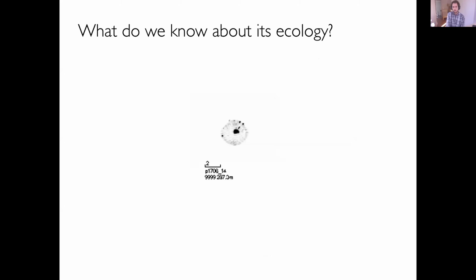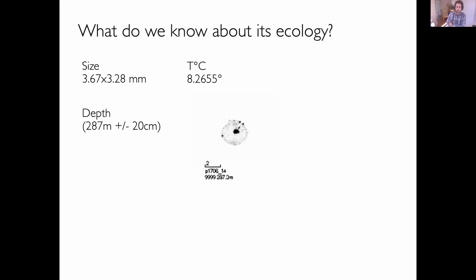So what do we know about this cell? First, we know its size. So it's about 4 by 4 millimeters. We know that this cell was taken and observed at 287 meters, plus or minus 20 centimeter resolution. So it's a very, very fine scale resolution. And we know that this cell was observed at 8.2655 Celsius, which is very accurate.